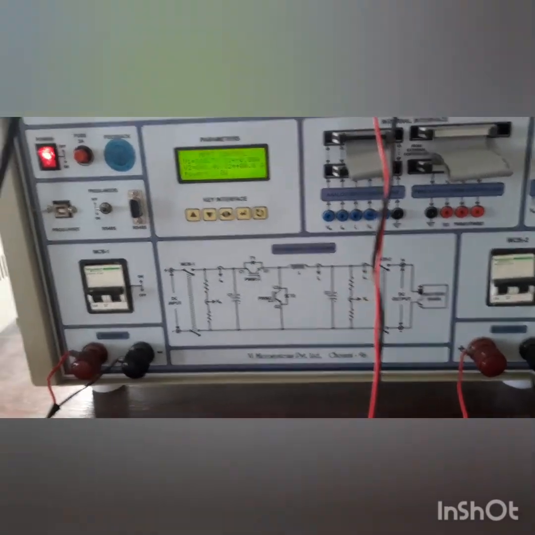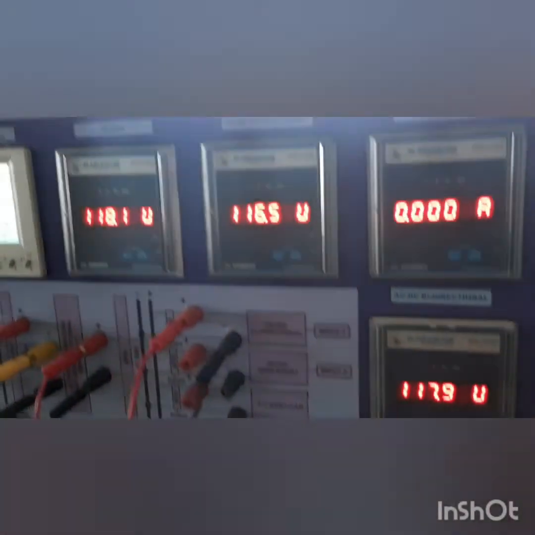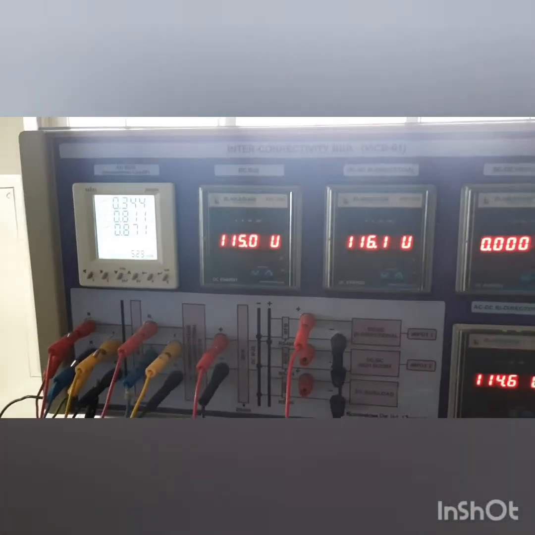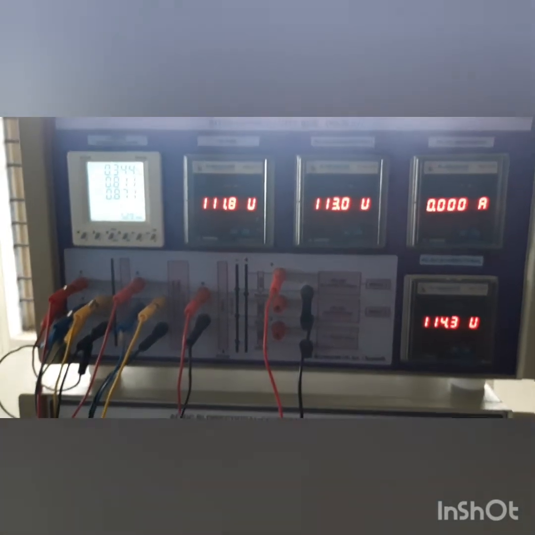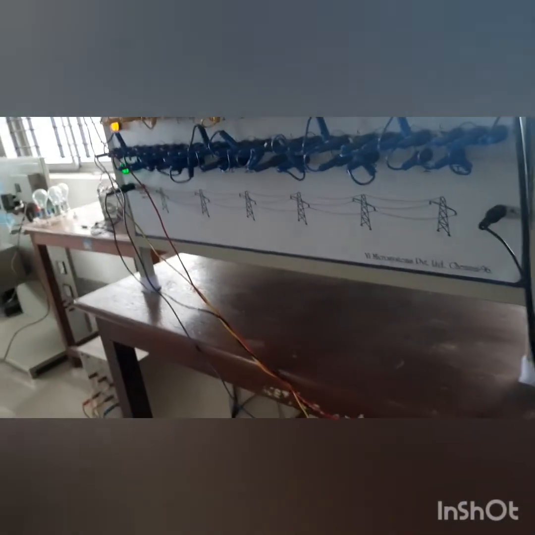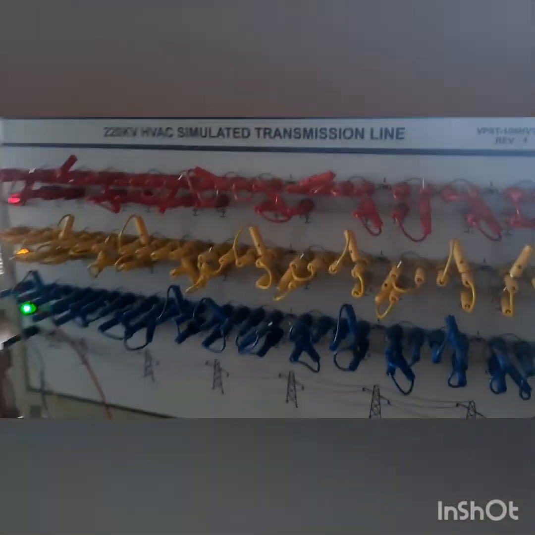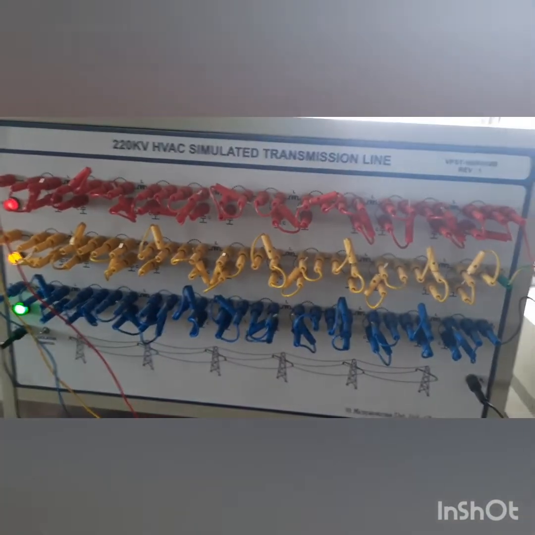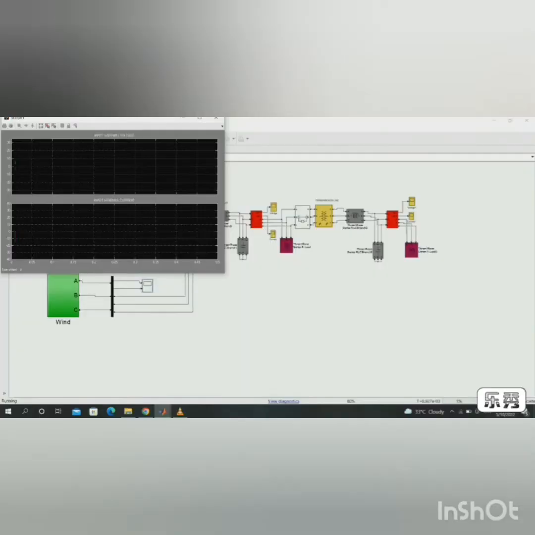Similarly, the solar PV system is also connected to the bidirectional DC to DC converter, from which we calculated the input and output voltage and input and output current. Now both of these are synchronized by the DC bus, which is then connected to the AC to DC converter at the back end. Altogether, it is connected to the simulated transmission system, which is 220 kilovolt three phase with RY, YB and BR.